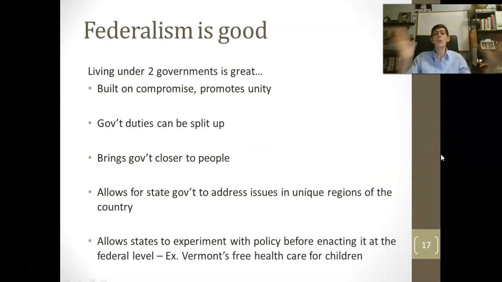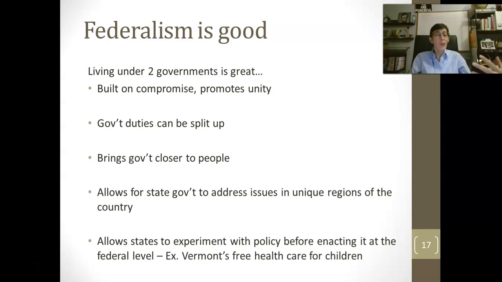So we have two sides here. There are people who think federalism is good, and then in the next slide I'm going to talk about why federalism is bad, right? So living under two governments is great. You have to compromise because you have two different sets of power sharing. So this promotes unity. You have to find a way forward together. You can't just do your own thing. You have to compromise. Government duties can be split up. So one part of government isn't responsible for everything.